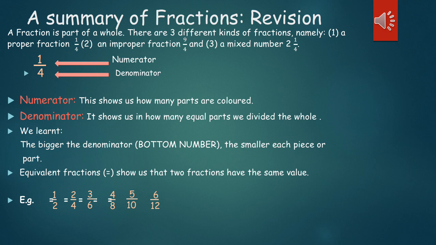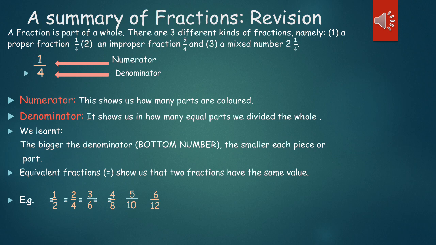The top number is the numerator. It counts, it numbers the colored part, and the bottom part is the denominator. The denominator shows me in how many different equal parts the whole is divided into. Numerator, this shows us how many parts are colored. Denominator, it shows us in how many equal parts we divided the whole. We learned the bigger the denominator, the bottom number, the smaller each piece or part is.